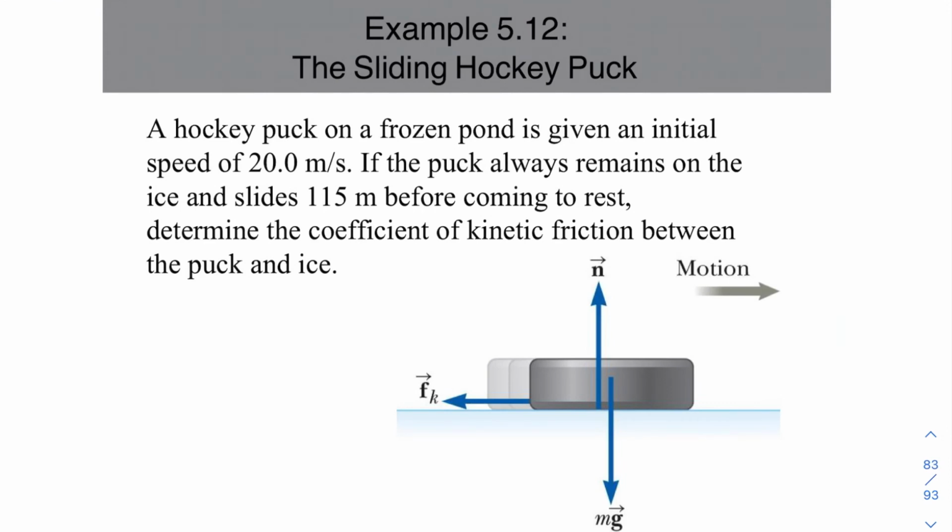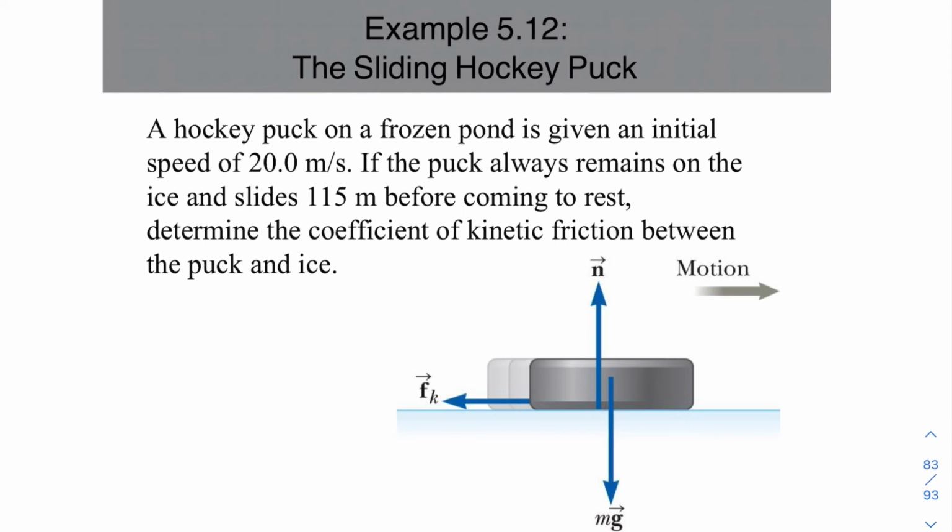Right, 5.12, the sliding hockey puck. A hockey puck on a frozen pond is given an initial speed of 20 meters per second. If the puck always remains on the ice and slides 115 meters before coming to rest, determine the coefficient of kinetic friction between the puck and ice.